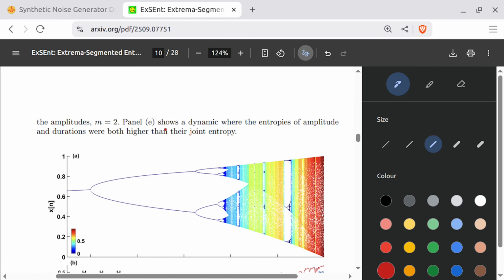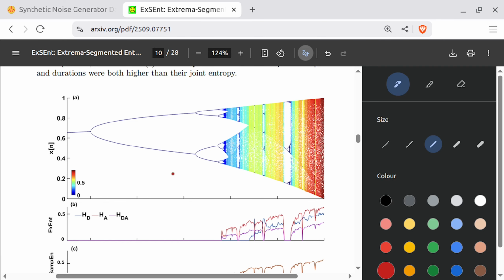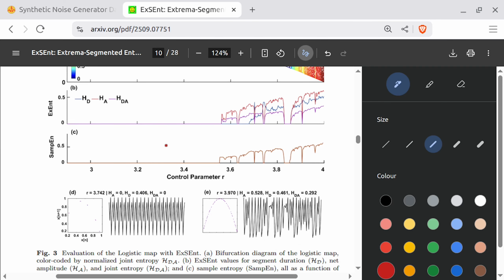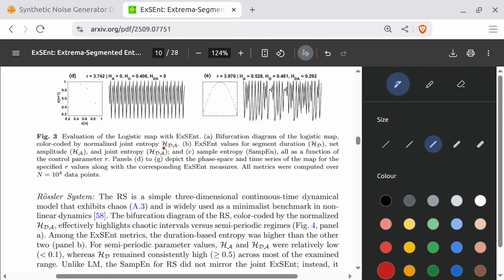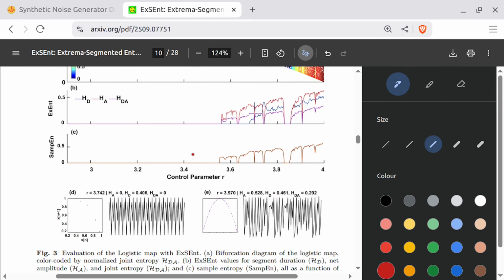Okay, can we continue reviewing the paper? Just scrolling down, we have this figure 3. Can you explain the figure? What's the figure all about?